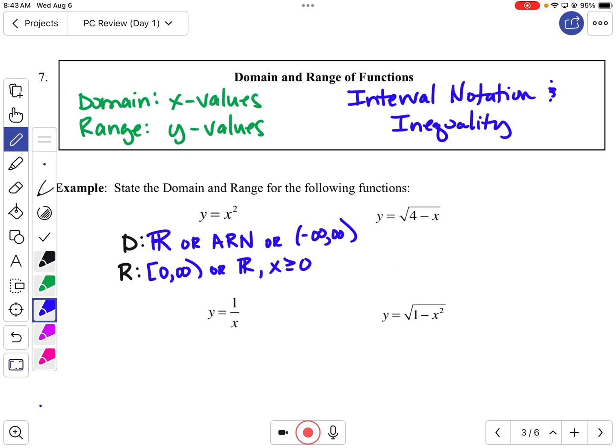So take a second and play with the rest of those. See if you can find the domain and range. Double check that with the table, and then we'll go over and make sure we're correct, and then move on from there.